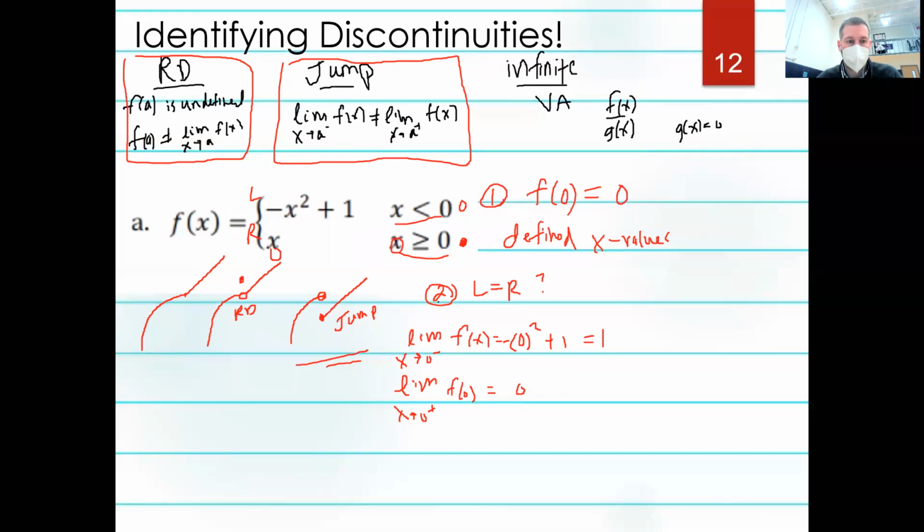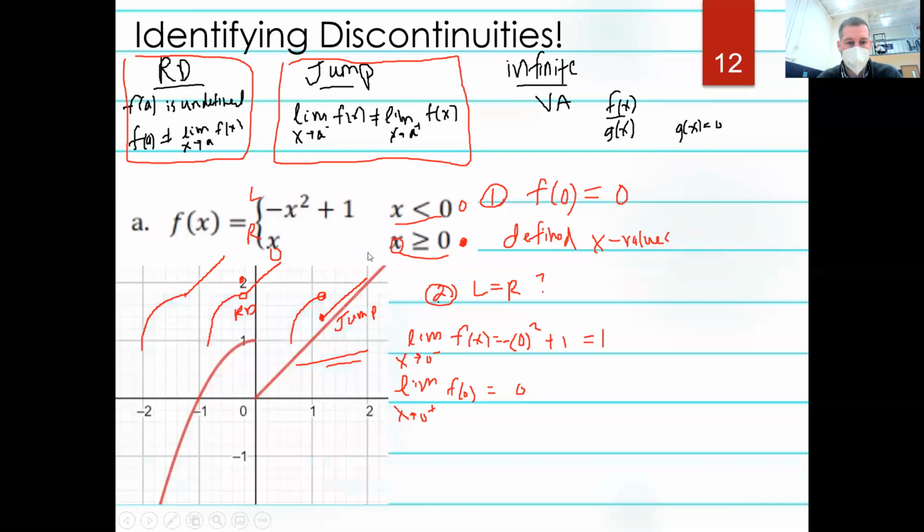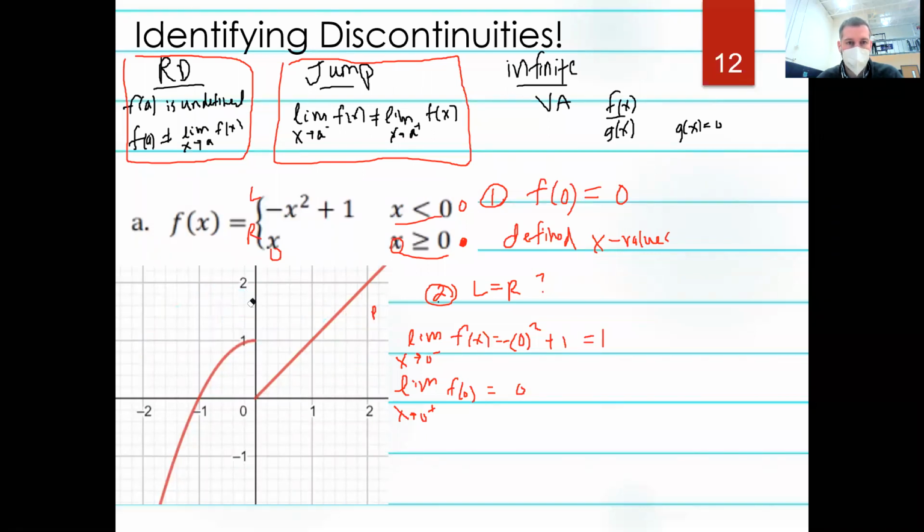Okay, so let's just take a look at what this graph actually does look like. This is the graph. Let me erase these markings out of the way. This is what the graph would actually look like if I were to graph it out by hand. So clearly we can see that there is a jump here, but we won't have the luxury of having this graph in front of us.